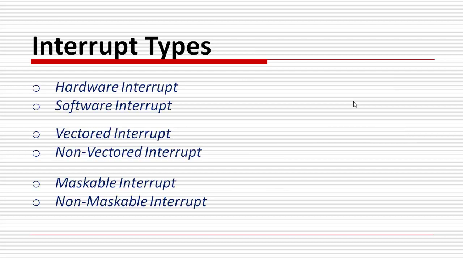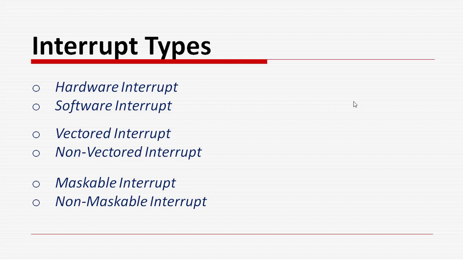Further, these interrupts are classified into three different groups. The first group is hardware or software interrupt, then vector or non-vector interrupt, and maskable or non-maskable interrupt. Hardware interrupt means that if an interrupt is enabled by means of hardware pins, then it is called a hardware interrupt. If a particular interrupt is enabled by an instruction, then it is called a software interrupt.